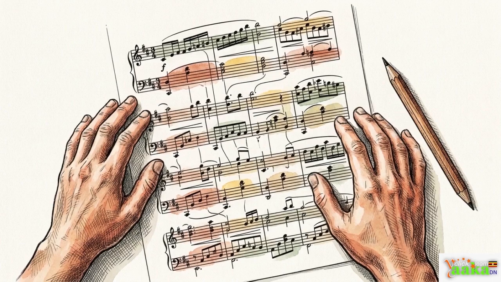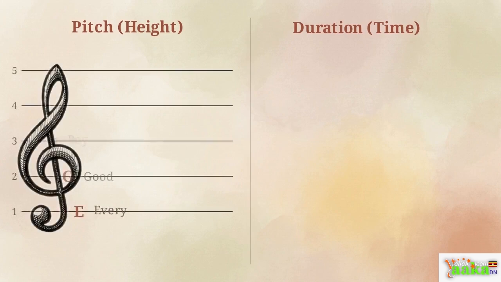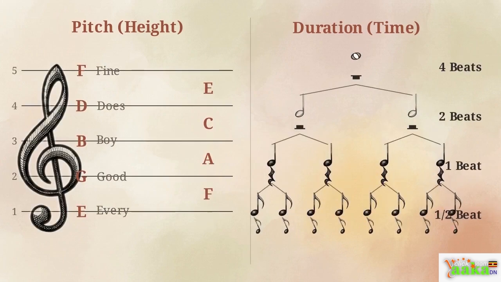If you solved that, you've mastered the basics of reading both the vertical pitch and the horizontal rhythm of a musical score. The entire system relies on this cross-reference. You check the line or space for pitch and the shape of the note for time.